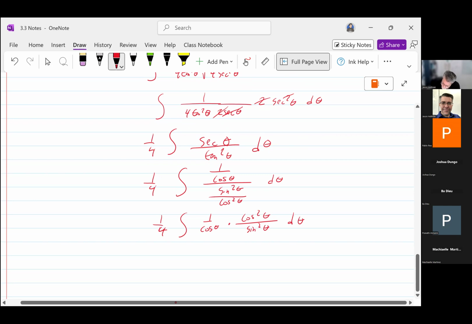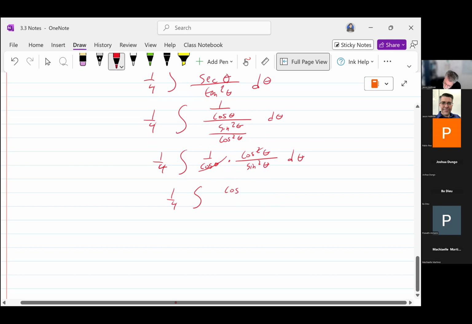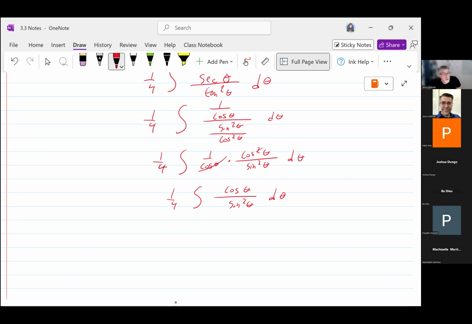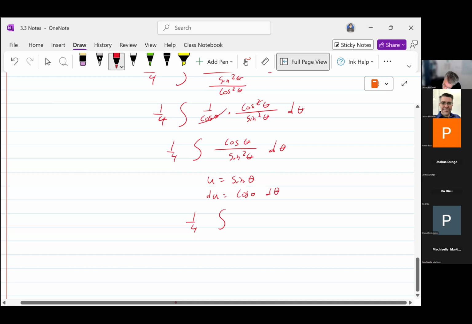And again, one of these cosines is going to cancel. And so I'm just left with 1/4 times the integral of cosine theta over sine squared theta d theta, which does lend itself to a really nice U substitution because the derivative of sine is cosine. We're going to say U is equal to the sine of theta, du equals cosine theta d theta. So this becomes 1/4 integral of 1 over U squared du. So that's nice. This is 1/4 integral U to the negative 2 du.